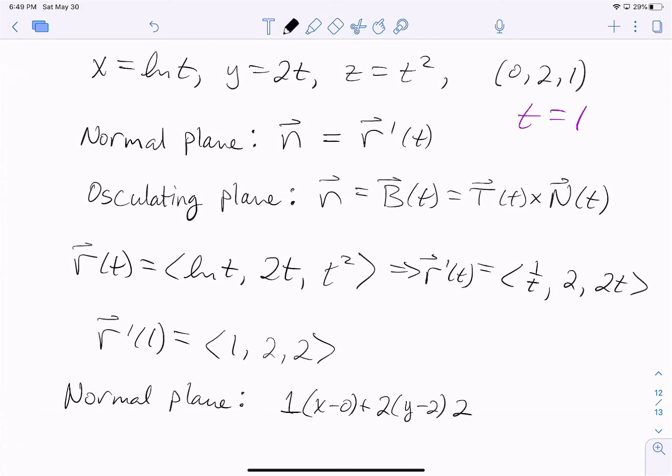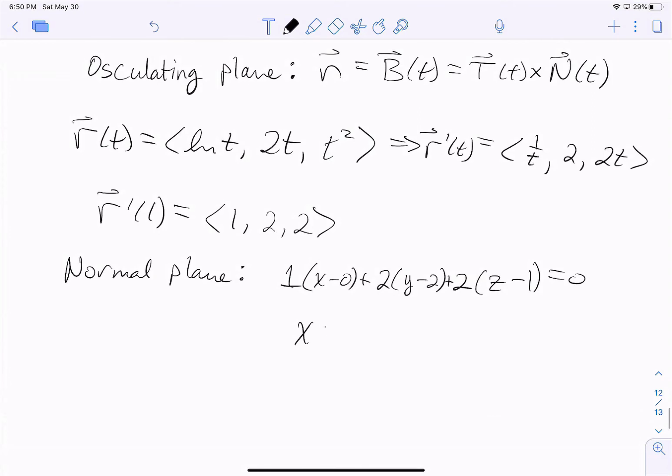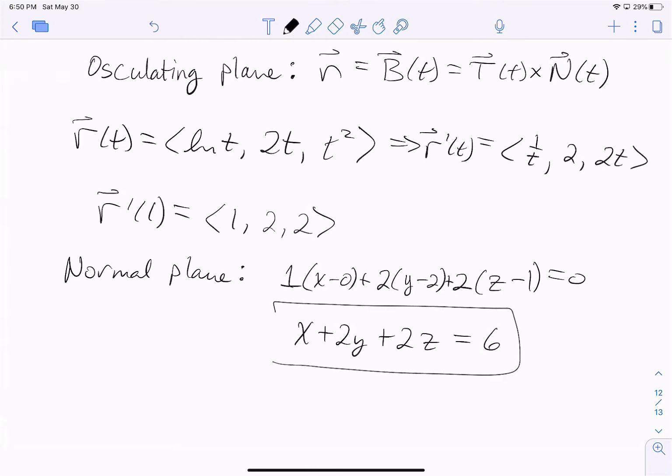So we're looking at 1 times the quantity x minus 0, plus 2 times the quantity y minus 2, plus 2 times the quantity z minus 1 is equal to 0. That's going to simplify to x plus 2y plus 2z is equal to, let me do this quickly here, 4 plus 2, equal to 6. There's our normal plane, not so bad.